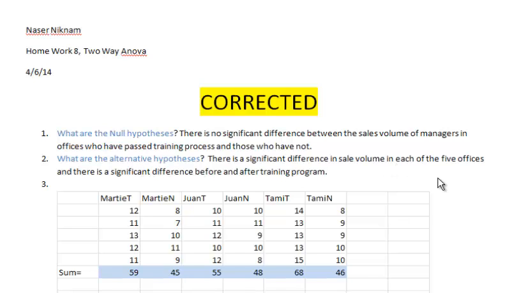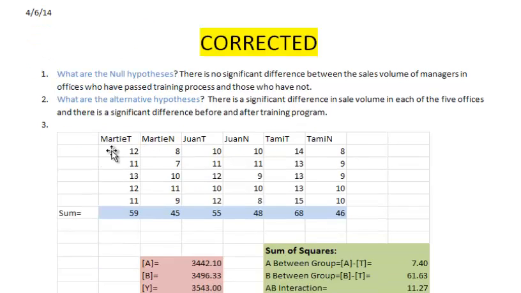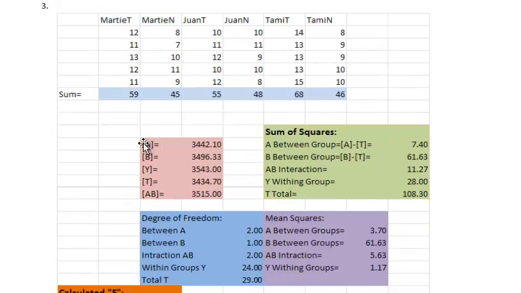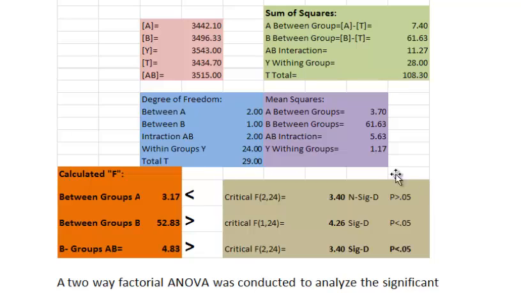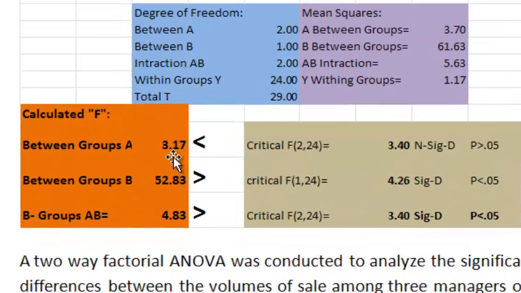Okay, good. So this is Marty with training, Marty with no training, Juan with training. Good setup. Calculated those bracket terms, did you? Man, oh man, weren't those fun? And you got your sum of squares all lined up here. Looks good to me. Degrees of freedom. Mean squares. Let's get down to the money. Bam, your F. So you're between group A. That's your managers. That's a real small F.